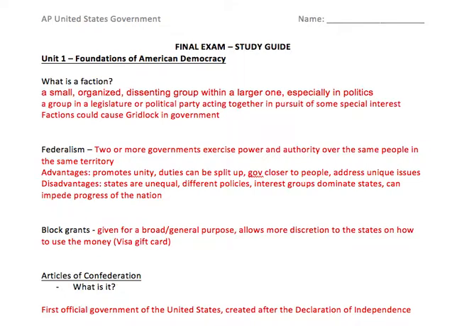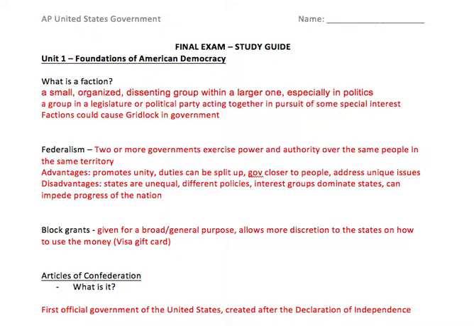You're looking at factions and the idea of factions. A faction is a small group within a larger one, so a small group within politics. Washington was warning of factions in his farewell address. They talk about factions in Federalist 10. Factions, again, could cause gridlock when they're not working together in government.